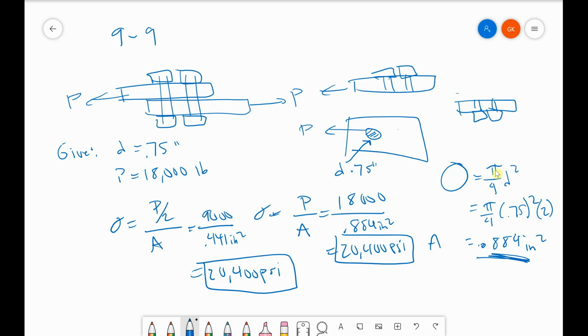So it doesn't matter how you slice it, it comes out the same as long as you're careful. So when I do the area of both bolts, I feel the full load. When I'm doing the area of one bolt, I feel only half the load. Okay, I hope that makes sense.